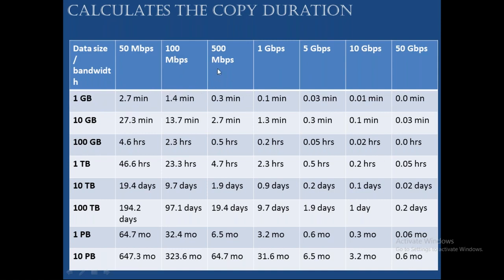Okay, for 500 Mbps, if you are trying to copy 1 GB of data, it will just take 0.3 minutes. Okay, it's nothing but 30 seconds. Sorry, it's not 30 seconds. 0.3 minutes means you need to calculate 18 seconds. It is going to take 18 seconds. It's minutes. Okay, so all these calculations you can do.